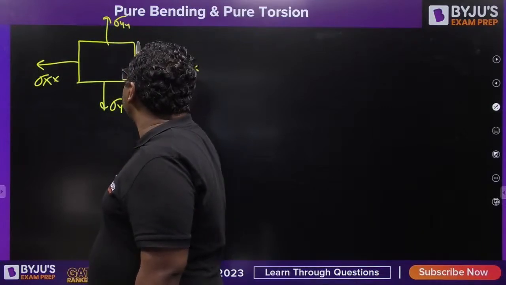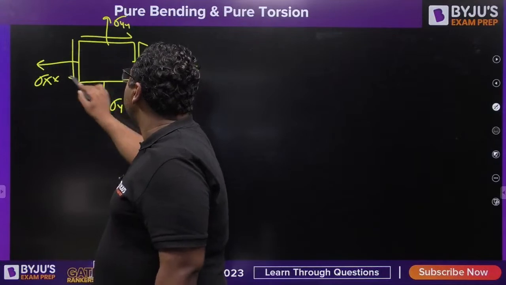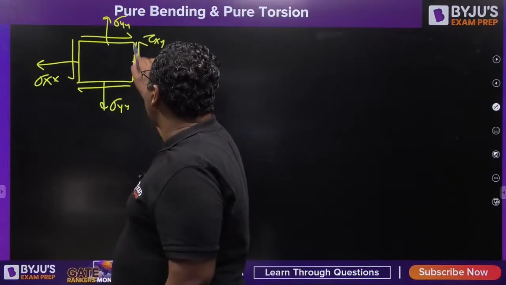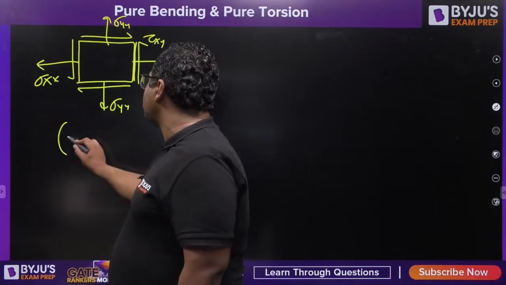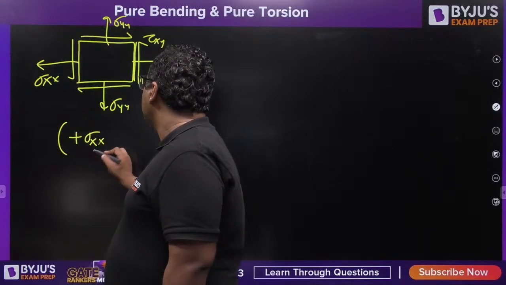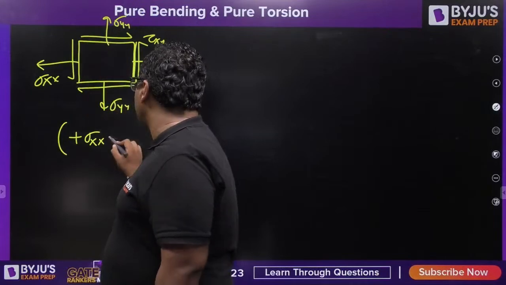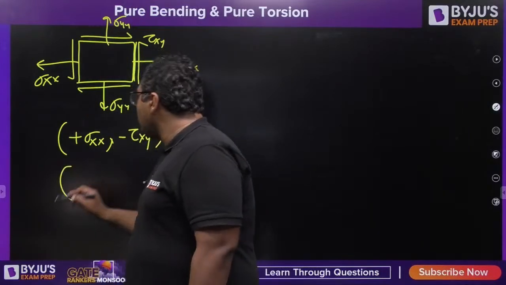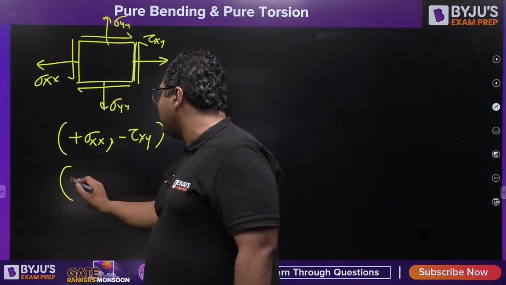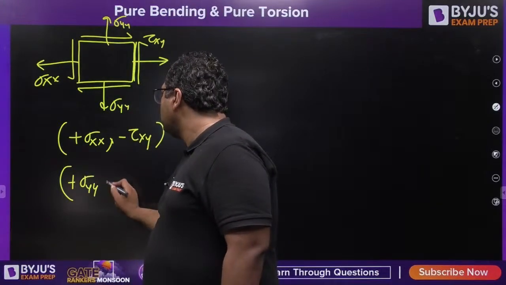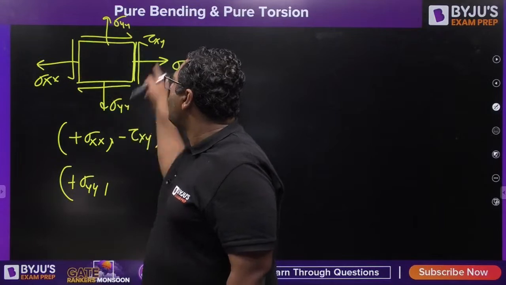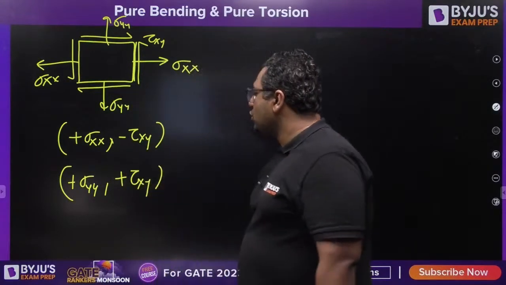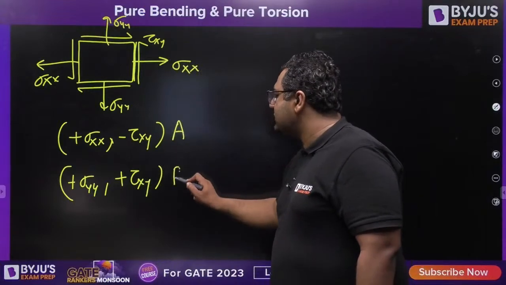Let us say you have some value tau xy and tau yx here. So on the x face you have normal stress as tensile and shear stress as anti-clockwise. And on the y face you have sigma yy as tensile and this as clockwise. So you just need to plot these points.